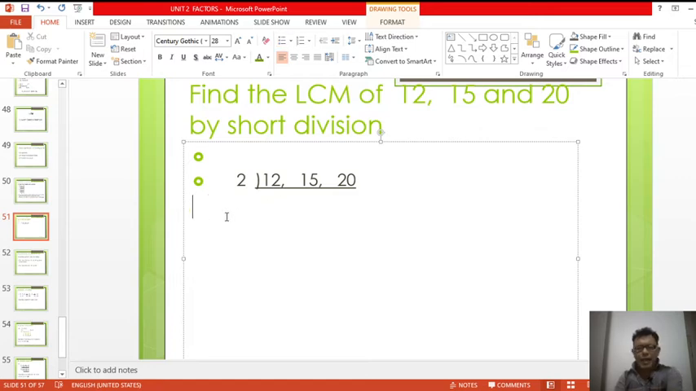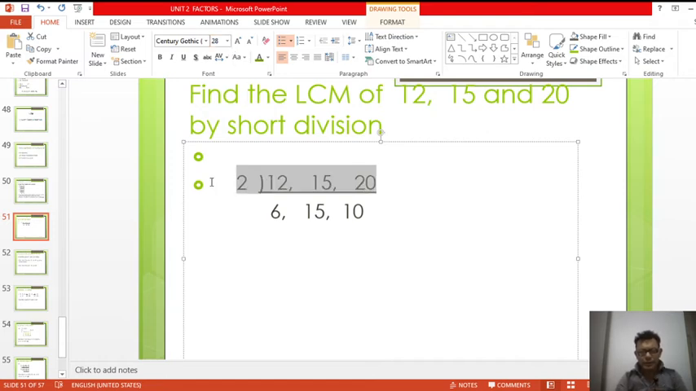So 12 divided by 2 is 6, right? So I have 6. 15 divided by 2, you cannot do it, so you just copy. Please remember what I'm doing here. And then 20 divided by 2 is 10, right? Let's make it bigger. Okay, here we go.